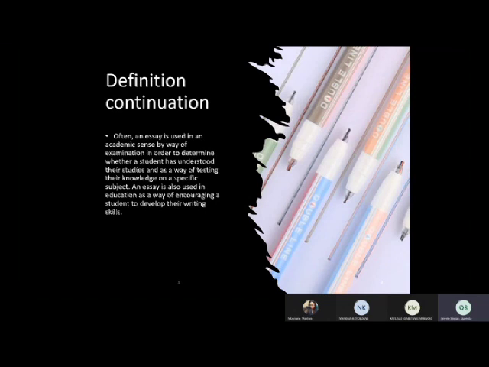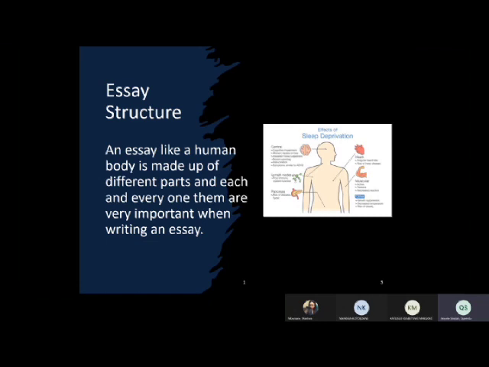An essay is used in education as a way of encouraging students to develop their writing skills. Unlike multiple choice questions where options of a variety are provided for you to choose from, with an essay you actually have to write. So it improves your writing skills. It improves your critical thinking, which is the workshop that we'll be addressing tomorrow. So an essay is really a good way to test your knowledge.